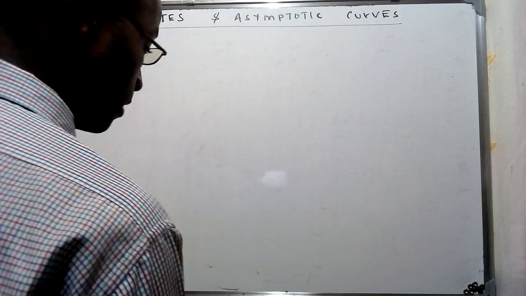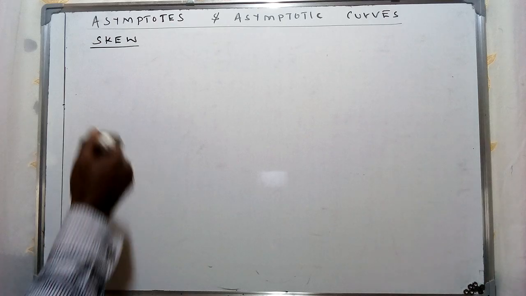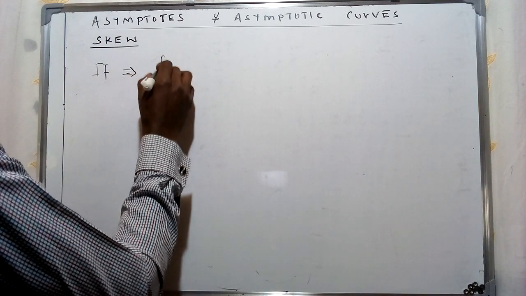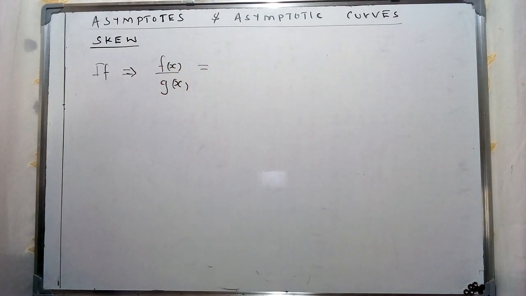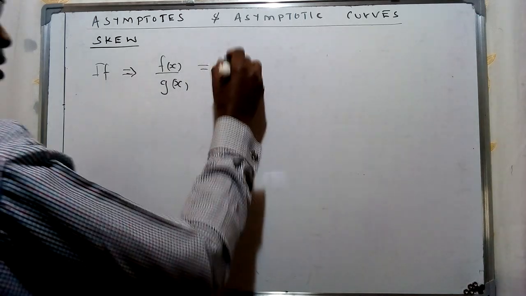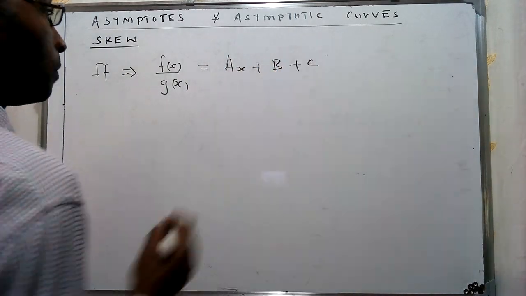So in this case, for the skew asymptote, we're going to see that it's going to have a different format of representation, whereby we're going to consider a function if it is defined as f(x) all over g(x). This is going to be given in terms of a range of constants, which you are going to see. Now, this is going to be represented as a polynomial that is going to be given as a range of constants, which you are going to see for ax plus b plus c.